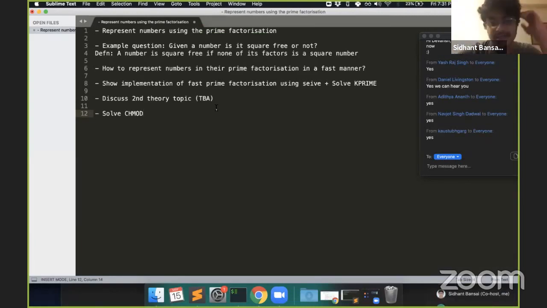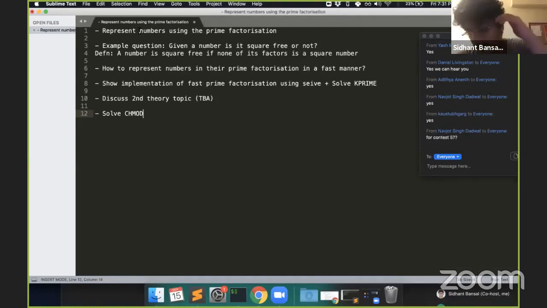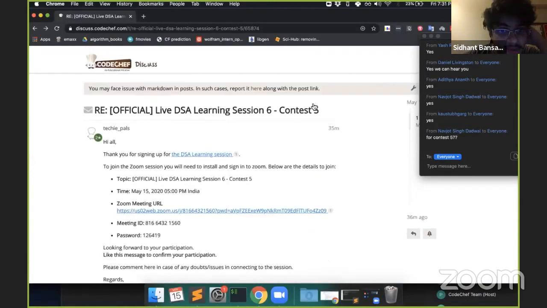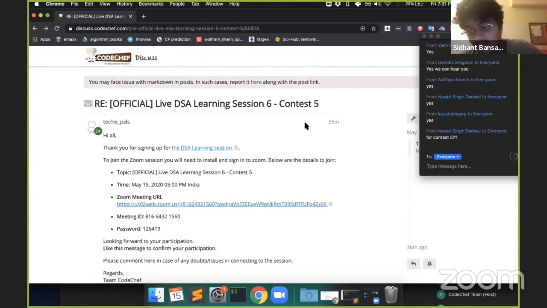So today's agenda is basically these 4 to 5 things. First, a lot of questions of number theory, at least up to the intermediate level, I would say, or mathematics, involve... Okay, someone is asking which contest this is. Let me see. Okay, it's contest 5. Yeah, Navjot, it's contest 5.